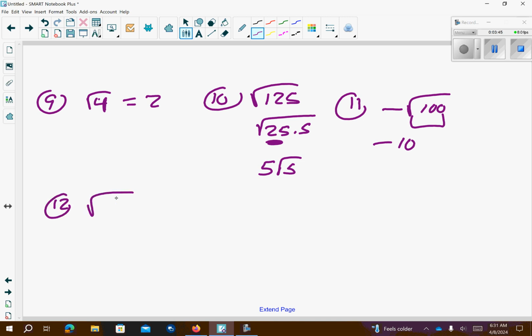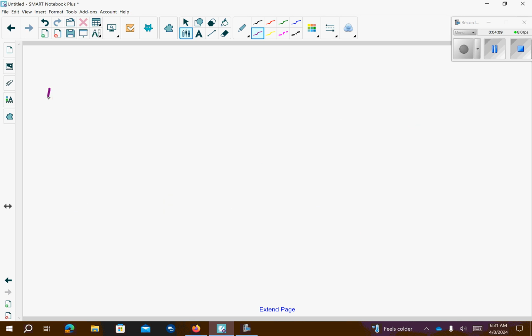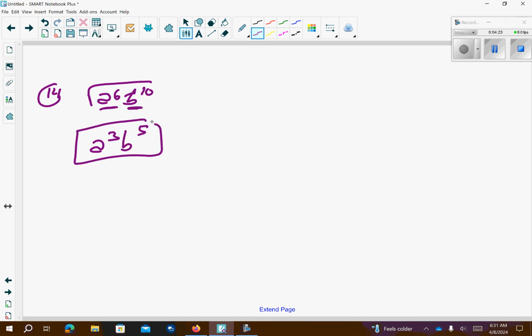Number 12, square root of that, I just have to take half of the exponent, so a to the 4th is the perfect square. Number 13, I have root 72. That's going to break down to 36 times 2. Square root of 36 is 6, so I get 6 root 2 for an answer. Number 14. Okay, so square root of a to the 6th is going to be a to the 3rd. Square root of b to the 10th is just b to the 5th. That just worked out to be a perfect square, no longer a radical sign.